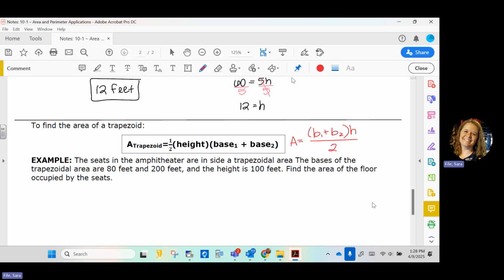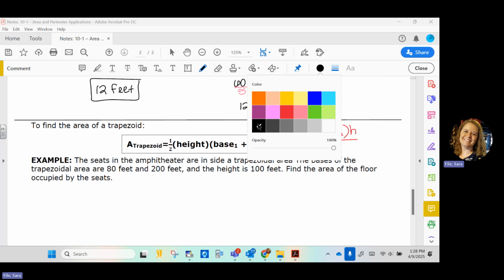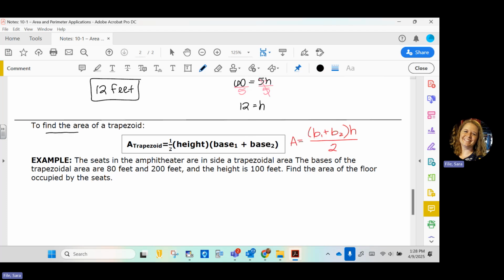So the seats in an amphitheater are inside a trapezoidal area. The bases of the trapezoidal area are 80 feet and 200 feet. So you need to remember what a trapezoid looks like. A trapezoid has 2 sides that are parallel, and then they're connected, and these sides are not parallel. So 2 parallel sides are the bases. So this would be base 1, this would be base 2.